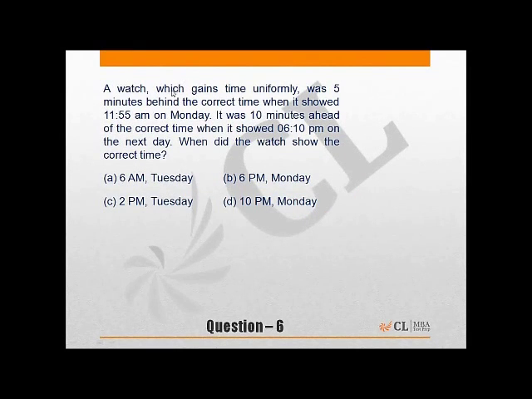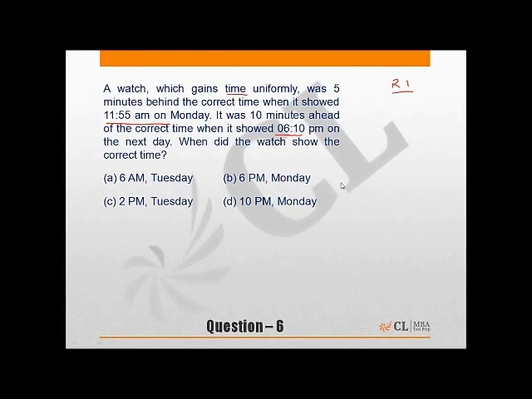Question 6. A watch which gains time uniformly was 5 minutes behind the correct time when it showed 11:55 am on Monday, and 10 minutes ahead of the correct time when it showed 6:10 pm on the next day. When did the watch show the correct time? Round 1 question, simple question of clocks.